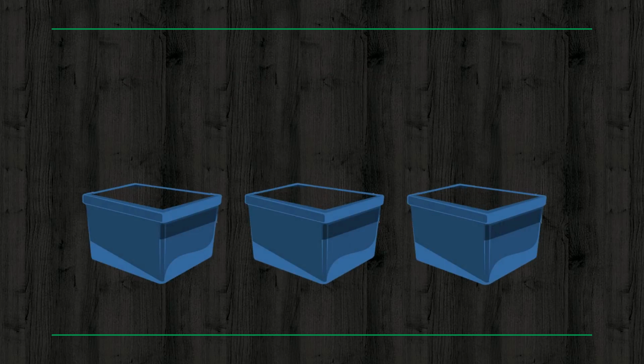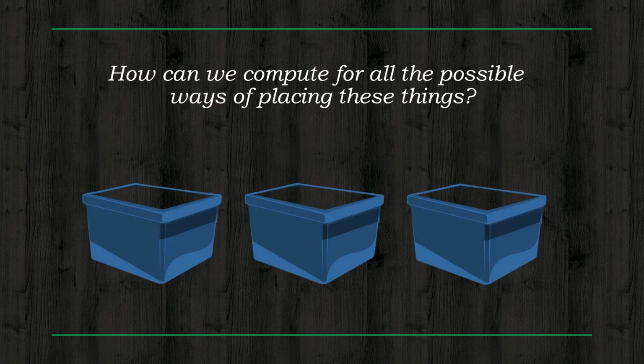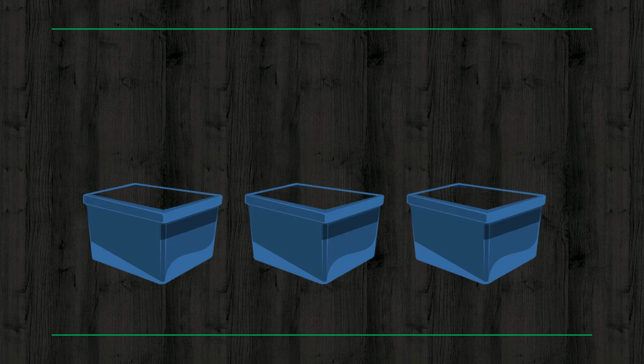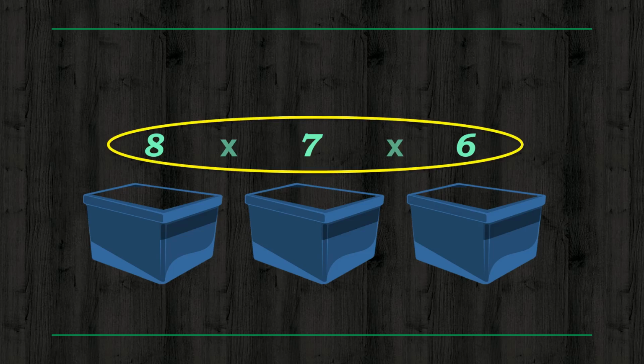To answer the question, how can we compute for all the possible ways of placing these items? Let us look at the number of choices we have for each box. We must identify the number of choices we have for each box. For the first box, we have 8 choices, and after choosing 1, we only have 7 for the second box, and 6 for the last box. By the fundamental principle of counting, all we have to do is to get the product, and the product is the number of possible ways of placing the items.